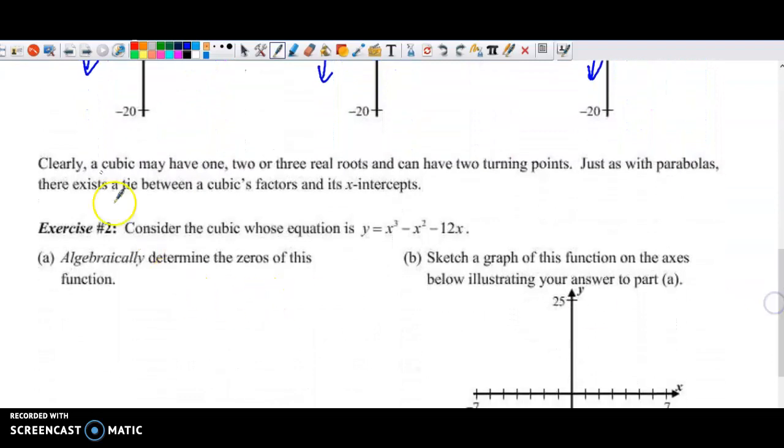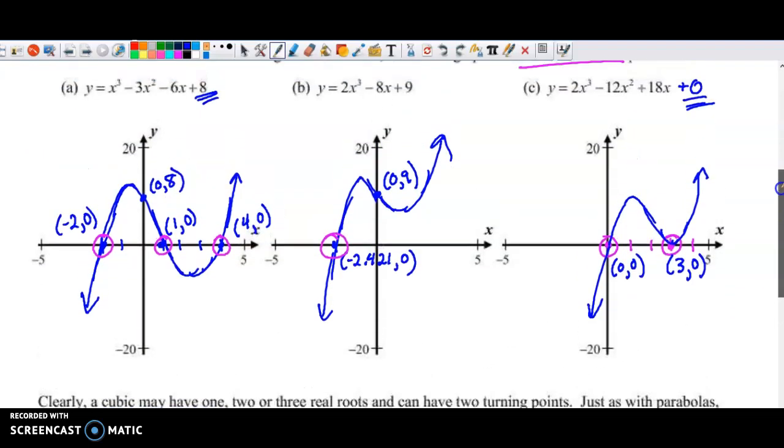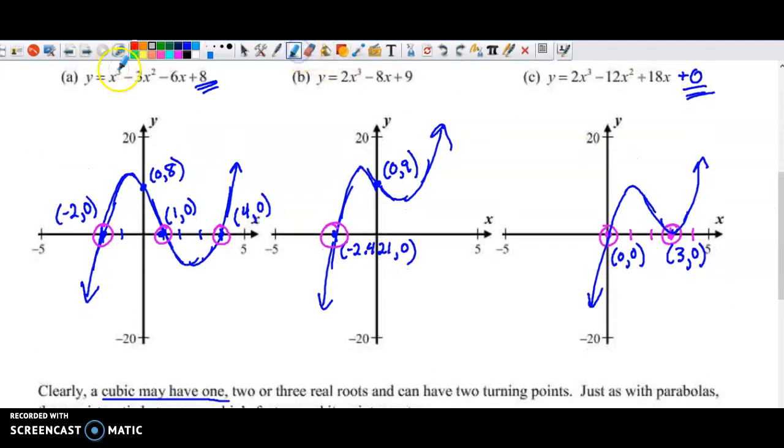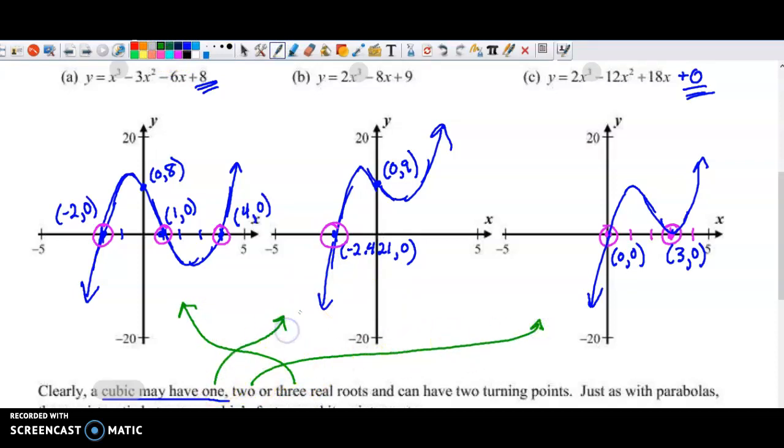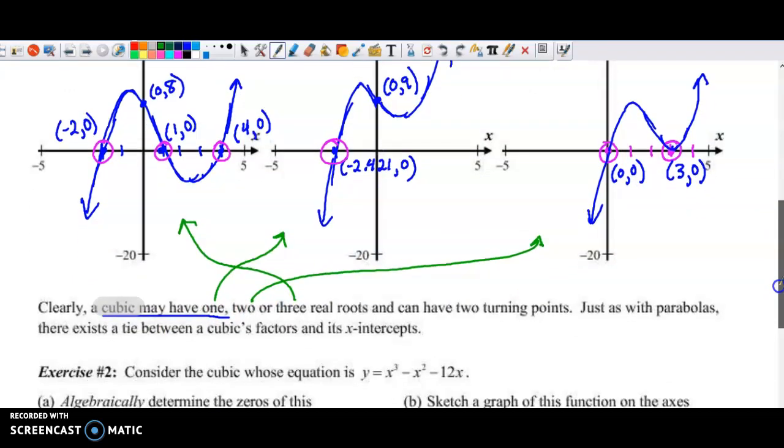I don't know if you noticed in this one, but this cubic, sorry, I shouldn't go so fast, each one of these will be considered a cubic because it is to the third power, the highest exponent. But each one of these had 3 x-intercepts. This one had 3, this one over here had 2, and the one in the middle had 1. But each one of them had 2 turning points.